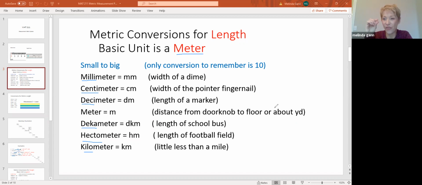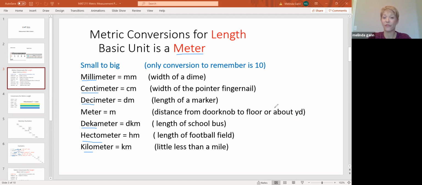So a millimeter is about how thick a dime is. So if you took 10 dimes and stacked them up, that'd be a centimeter. If you took 10 of these and put them end to end, that's going to be a decimeter. If you put 10 of these end to end, now you're up to a meter. Well, what if you put 10 of those meters end to end? So a decameter is about the length of a school bus.